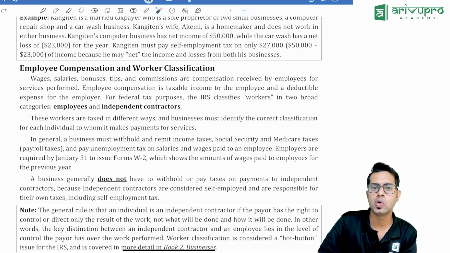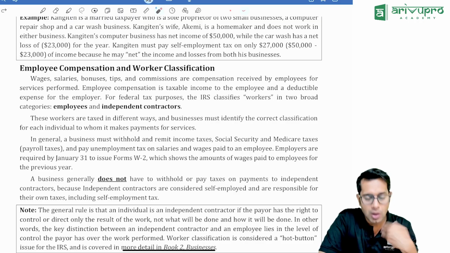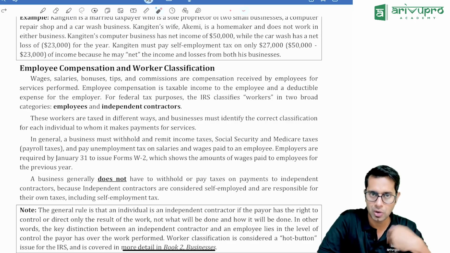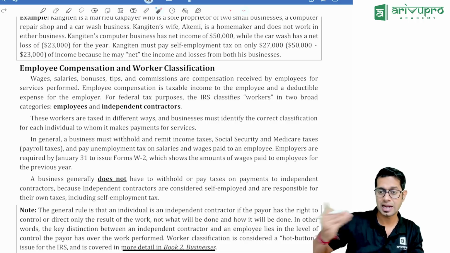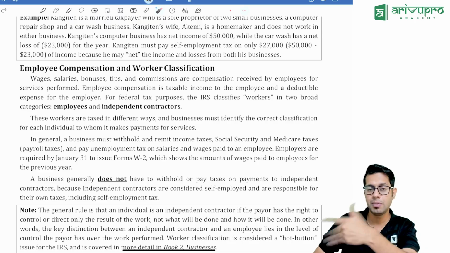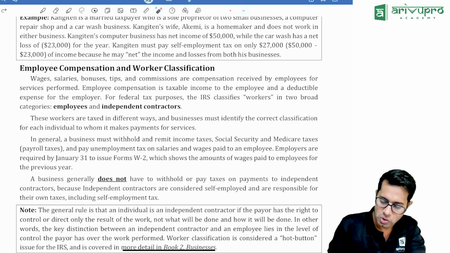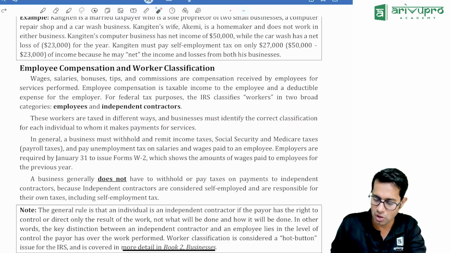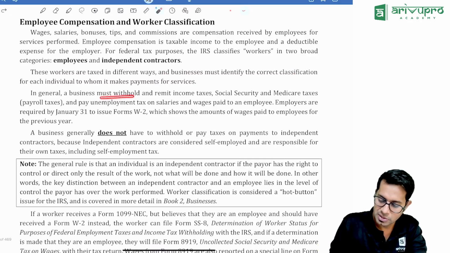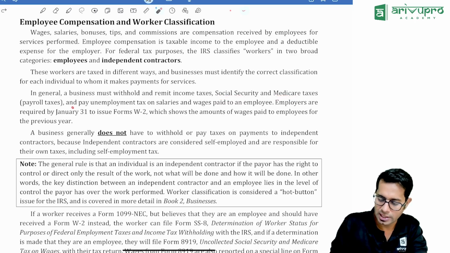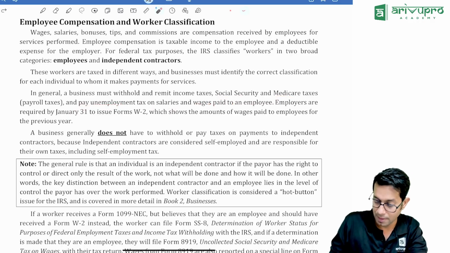If you are making the payment to an employee, you will have to contribute the social security and Medicare tax component. But whereas someone acting as an independent contractor, you don't have to contribute anything. Everything will be paid by him only. So that is very important. In general, businesses must withhold and remit taxes, social security and Medicare taxes, that is payroll taxes, and pay unemployment taxes on salaries and wages paid to their employees.